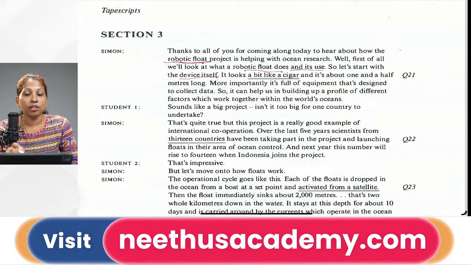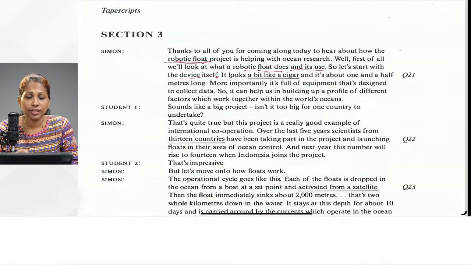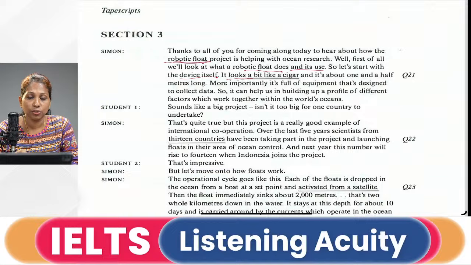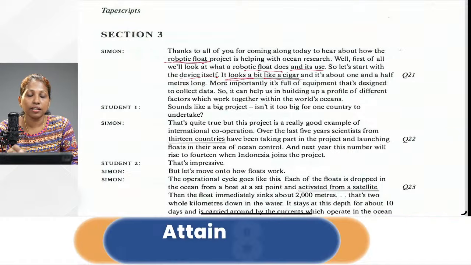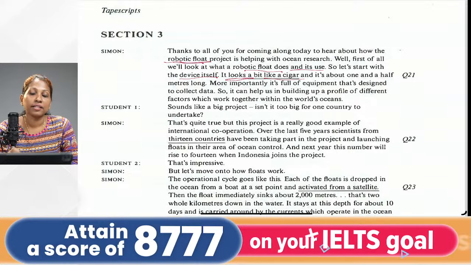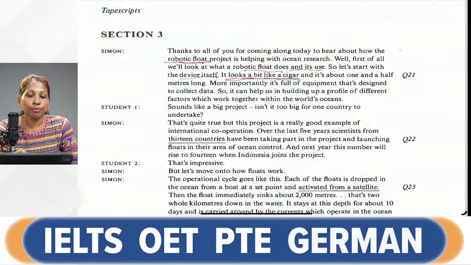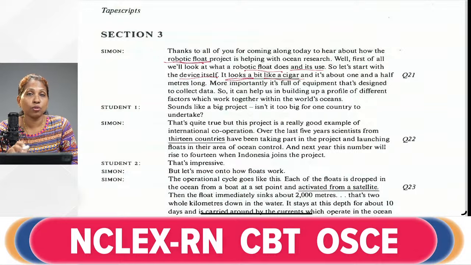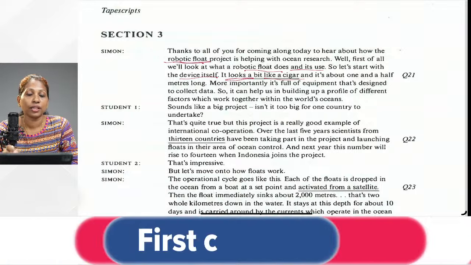Then it says it looks a bit like a cigar. That is where the description is given. What does it look like? We are looking for something it looks like. It looks a bit like a cigar. So what is the shape of the thing? And it's about 1.5 meters long. That is the description of that particular device. It looks like a cigar and the length of it is 1.5 meters.